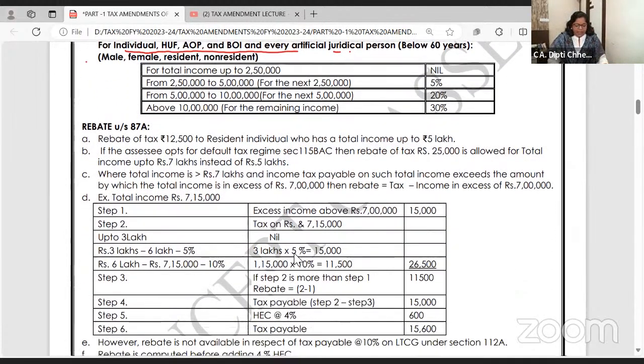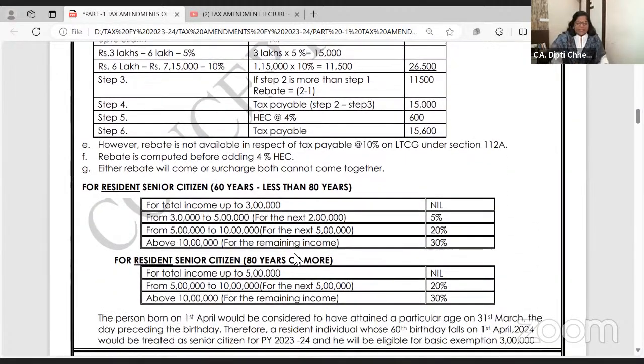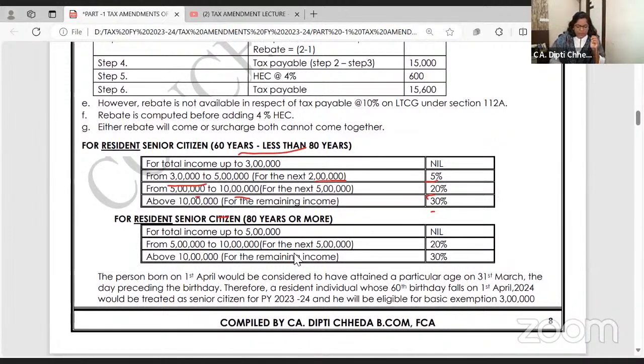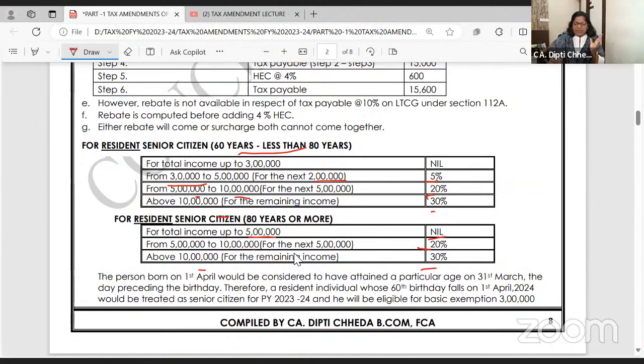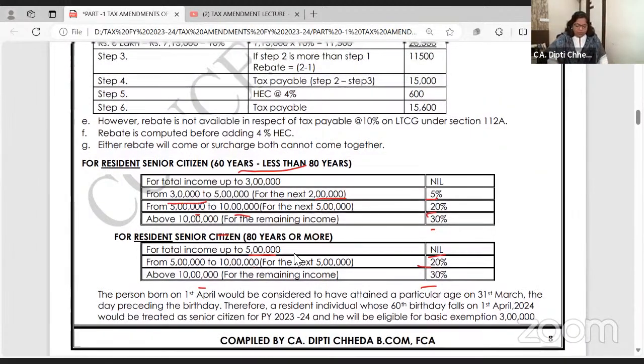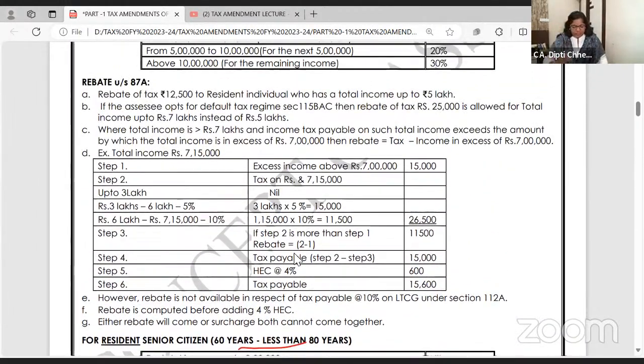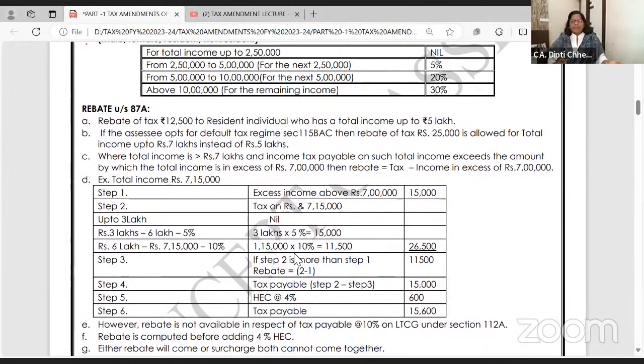Okay? Right. Now, if you are a senior citizen, 60 years and above and less than 80 years, for you the basic exemption is 3 lakh instead of 2,50,000. So 3 lakh to 5 lakh, the first 2 lakh, it is 5%, then 5 to 10, 20%, 10 above 30%. It's all same. Now, super senior citizen, 80 years and above, up to 5 lakh, it is nil; 5 to 10 lakh, 20%; 10 lakh above, 30%. Done? So this is all for your reference. यहाँ तक कोई change नहीं है. Now the concept of rebate.